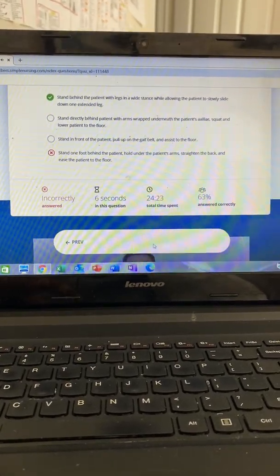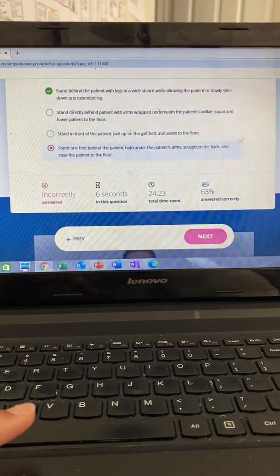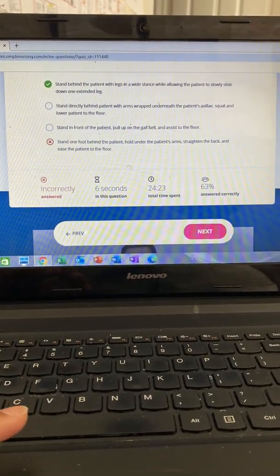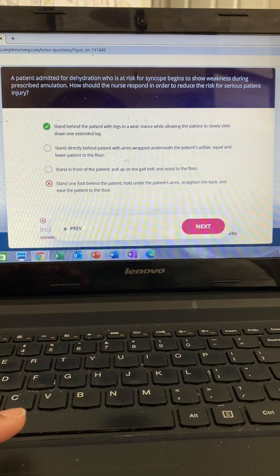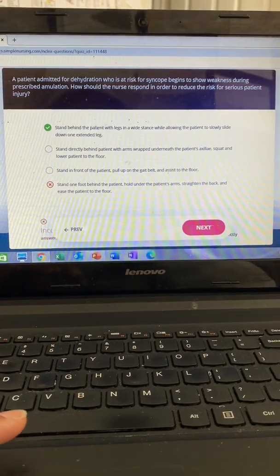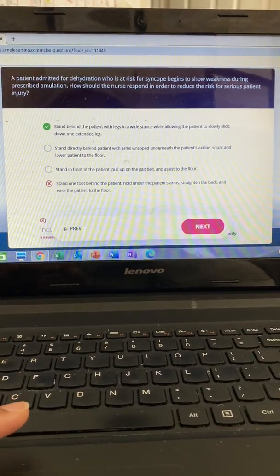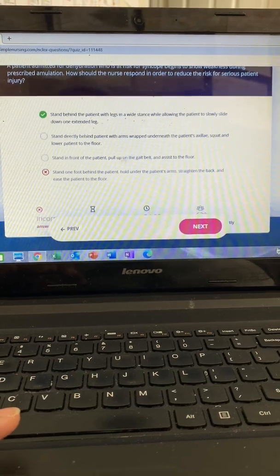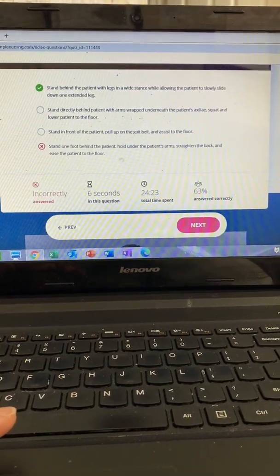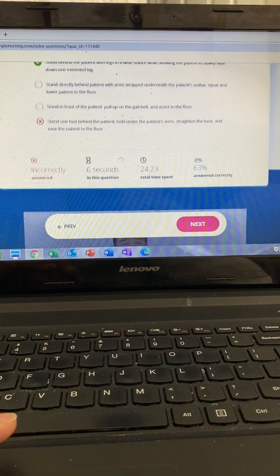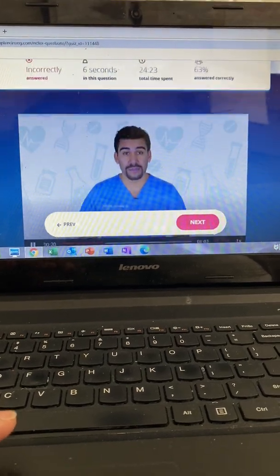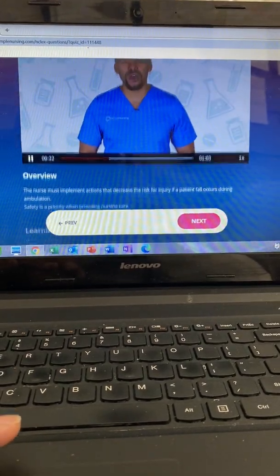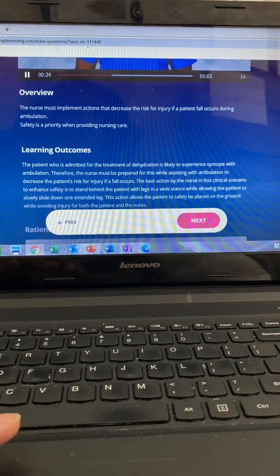Now, using our 3 steps, let's break this down. This question is asking for the nurse's response to the key problem: patient admitted with dehydration at risk for syncope, or basically passing out, who looks weak while walking. So guys, the biggest thing we're thinking here before looking at the options is safety and fall risk. So a solution we're looking for are the correct actions to do with this patient.